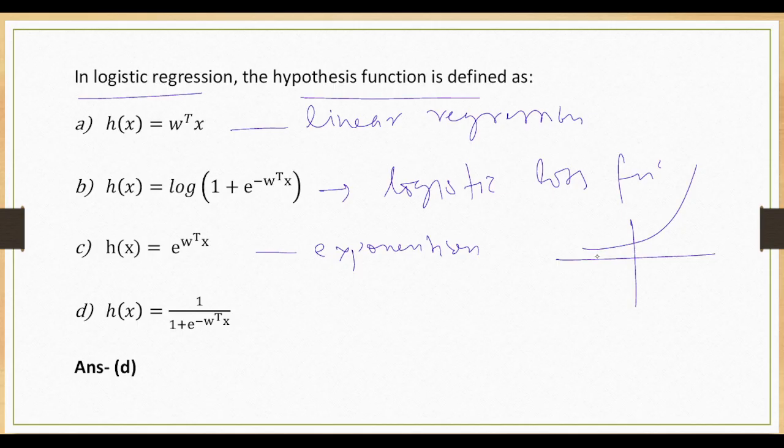If you see this, the output from it is always from 0 to infinity. But in the case of logistic regression, as we know, our value belongs to 0 to 1. So this is also not true. And if you see, this is our correct answer. So the first is incorrect, this is also incorrect with respect to the logistic regression hypothesis function. So our last option is the correct one.